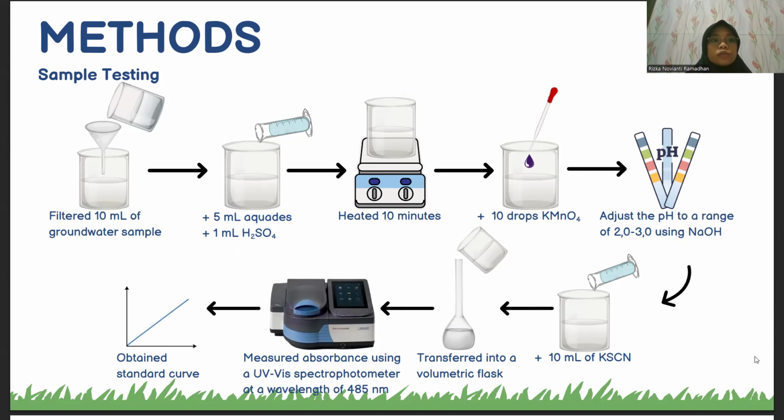In this study, we used the standard addition method, which is very useful for real environmental samples because it helps correct matrix interference present in groundwater.